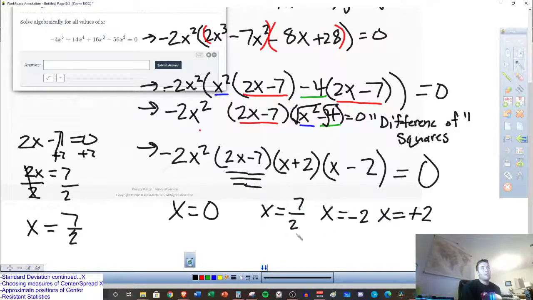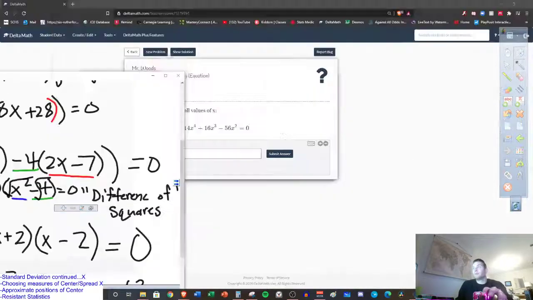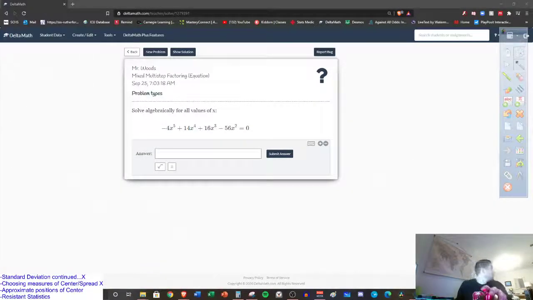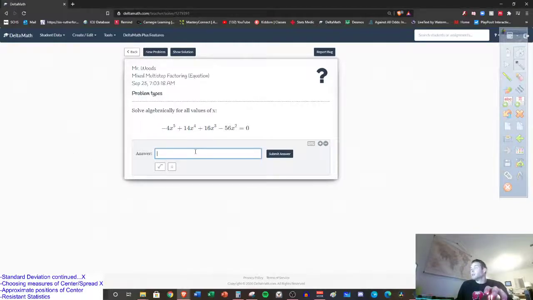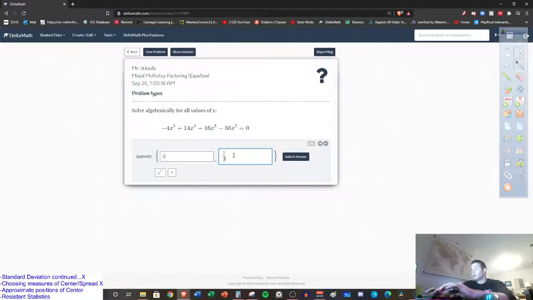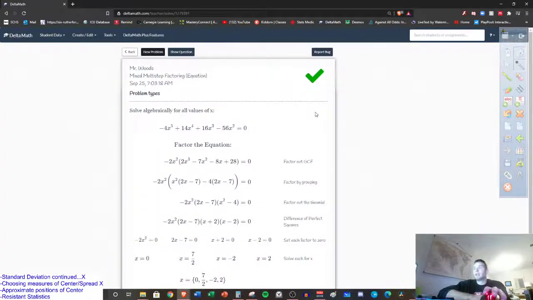And we have all 4 of these answers here, and that's what we're going to type into Delta Math. Okay, so let's do that. 0 is one of them. Then we add another. We want 7 divided by 2. We add another, negative 2 and 2. And we submit this, we'll see. Okay, we got it right.